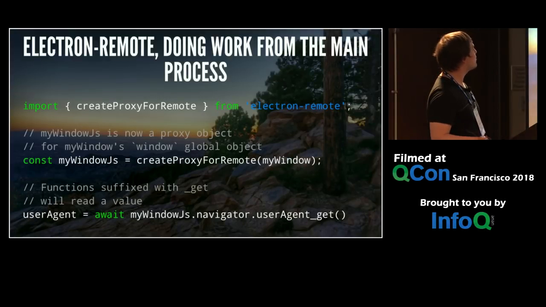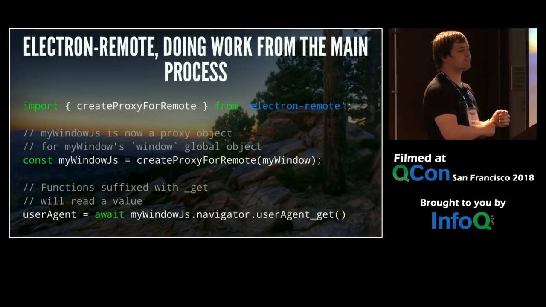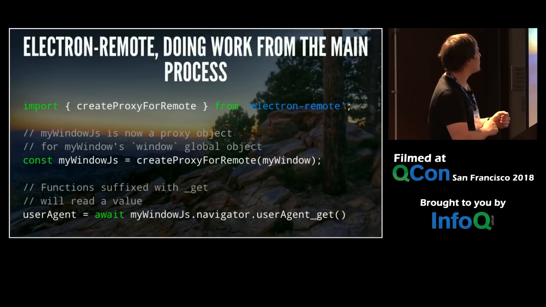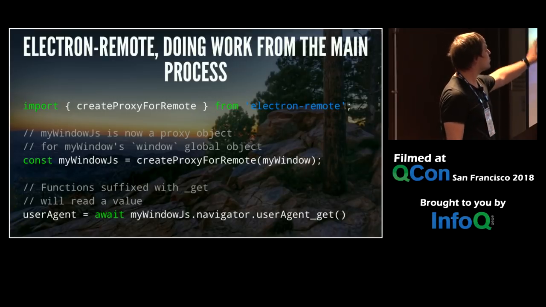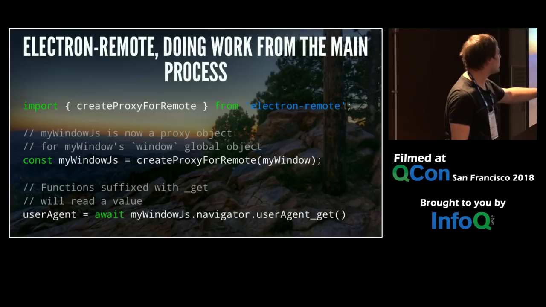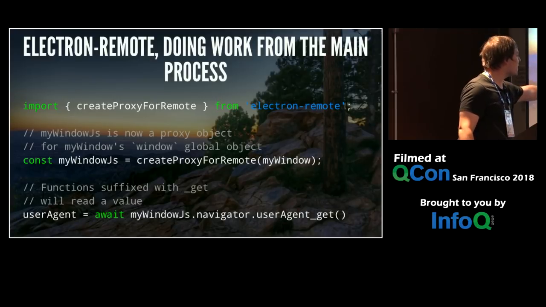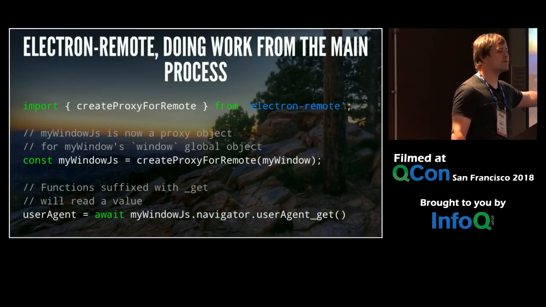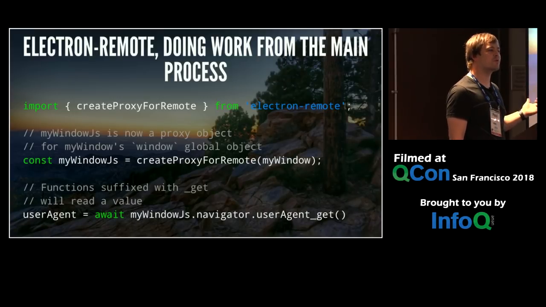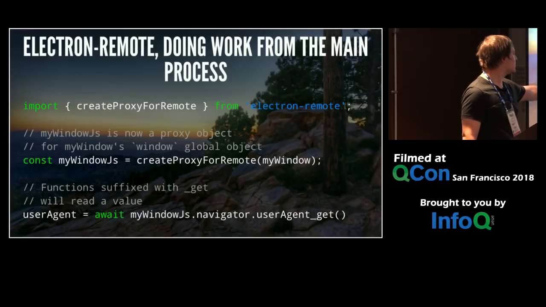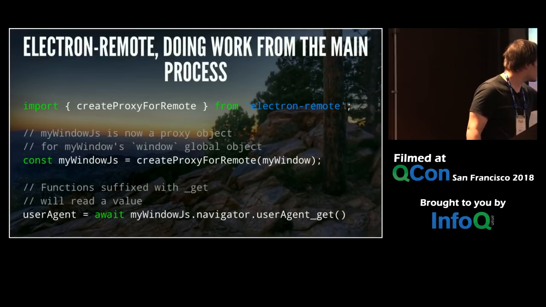So one of the things that's super useful about Electron Remote is it lets us call into render processes from the main process. So we take a window, we're in the main process here, and we get this fake object called mywindow.js. It's confusing because we're talking about browser windows and also the global JavaScript window object. So this is the global window object of some window. And now we can just call methods on it.